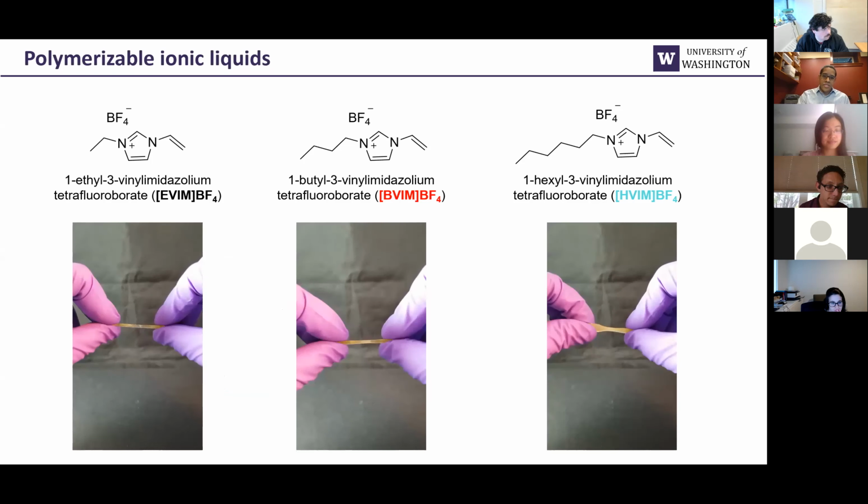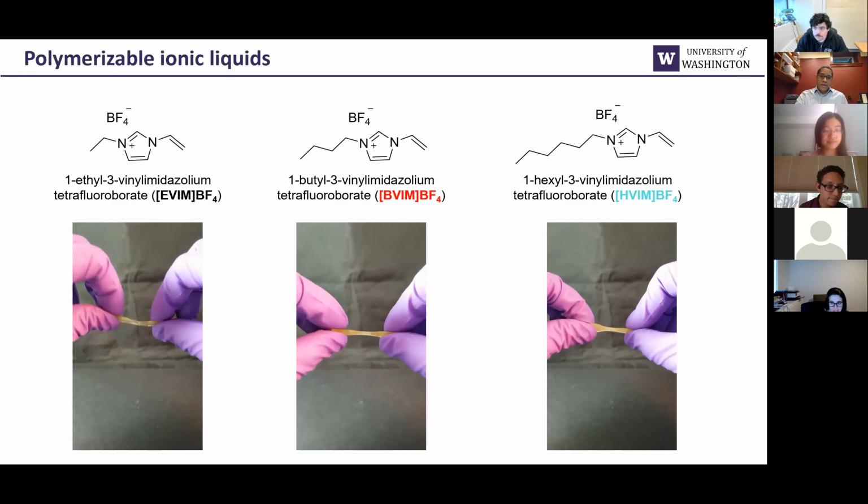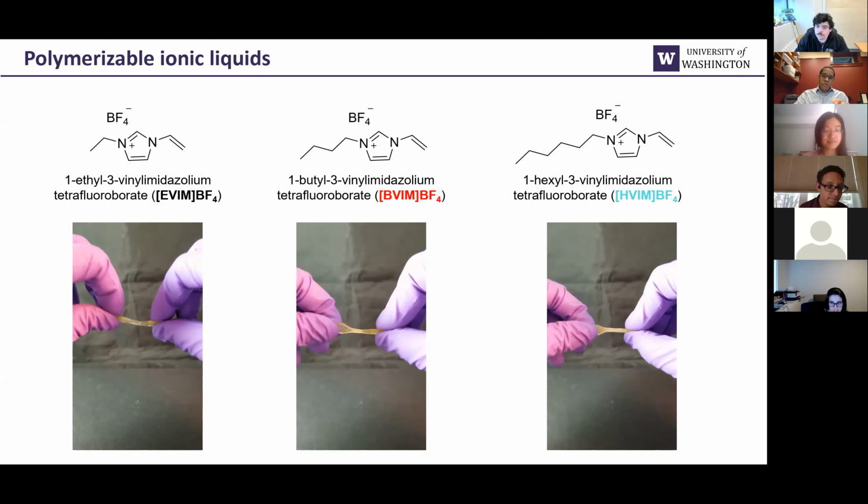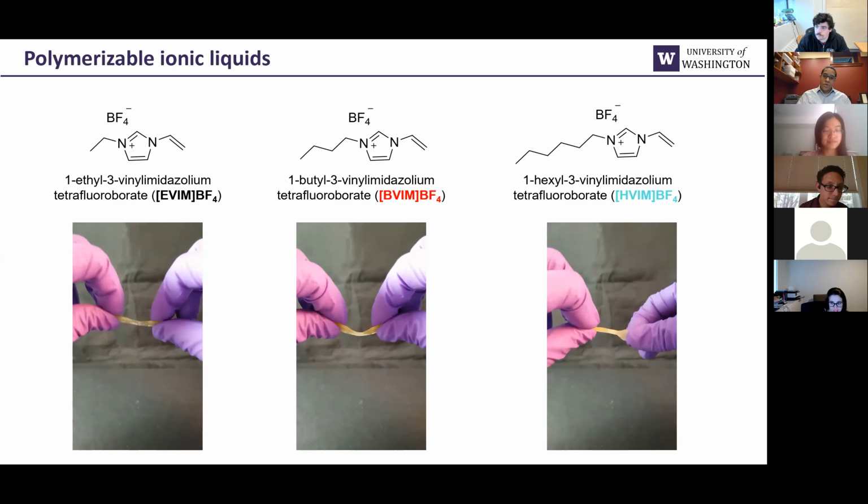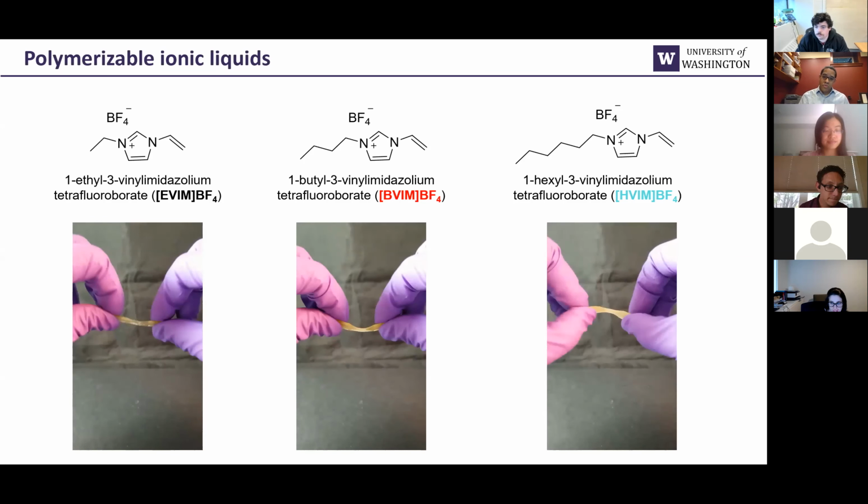And so the side chains can affect the stiffness of these materials, probably easiest to show in these videos here. When that chain is short, we call this ethyl, and the material is more stiff, versus butyl, where there's a little bit more flexibility, versus hexyl, where it becomes even more rubbery, okay? So with these different mechanical properties in hand, we have different inks that we can print with in a multi-material fashion.